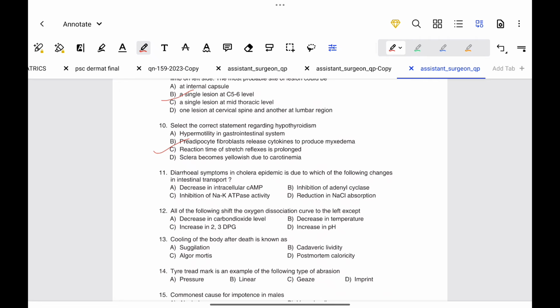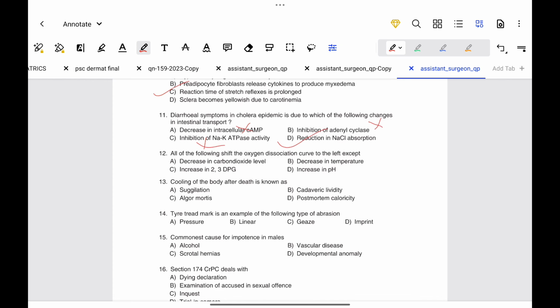In cholera, there is labile toxin, so this will increase the intracellular cAMP. So this option is correct. Option B is also wrong. Option C is also wrong. There is reduction in the NaCl absorption. Secondarily there is a reduction in the NaCl absorption. So the answer is option D.